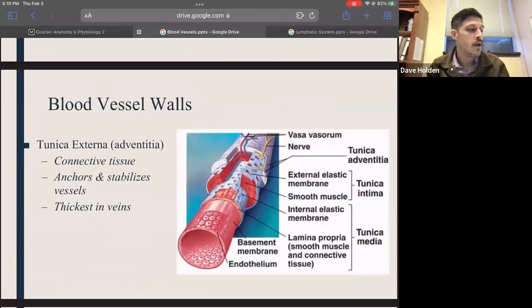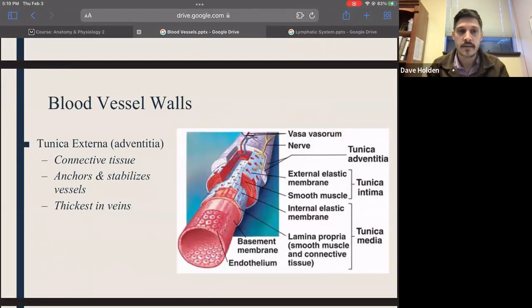The third wall, we see the tunica externa, also known as the tunica adventitia. The adventitia just means extra, added on top. Comprised of lots of connective tissue, so it's going to reach away from the vessel to connect to other structures to hold the vessel in place. You don't want blood vessels just slipping and sliding around inside of you. You kind of want those things locked down.